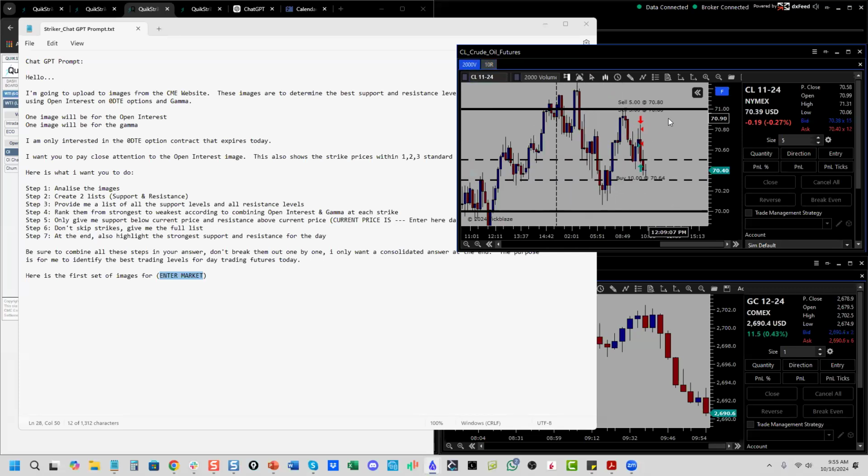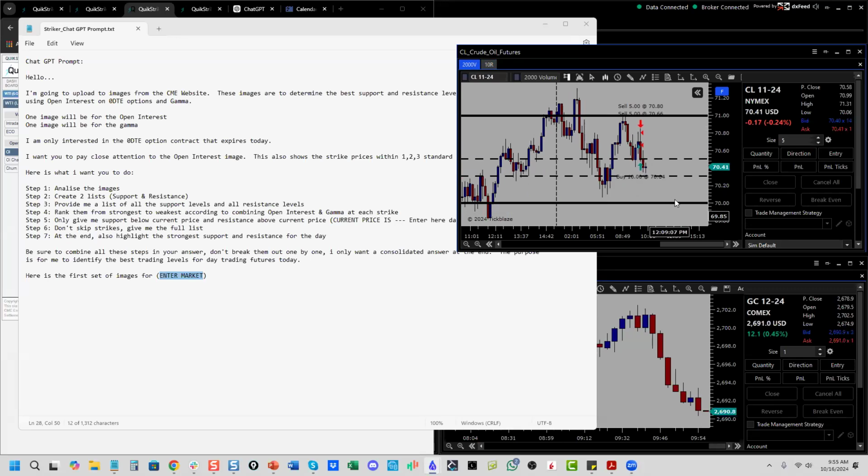I'm very interested to see what it does in these levels. I'm very interested to see when it gets down to 70, what that entry pattern is going to be.